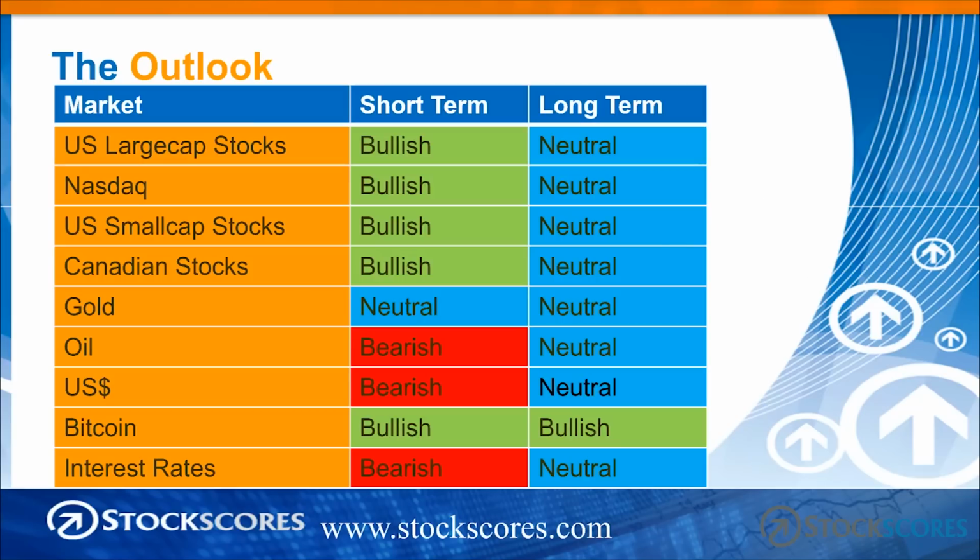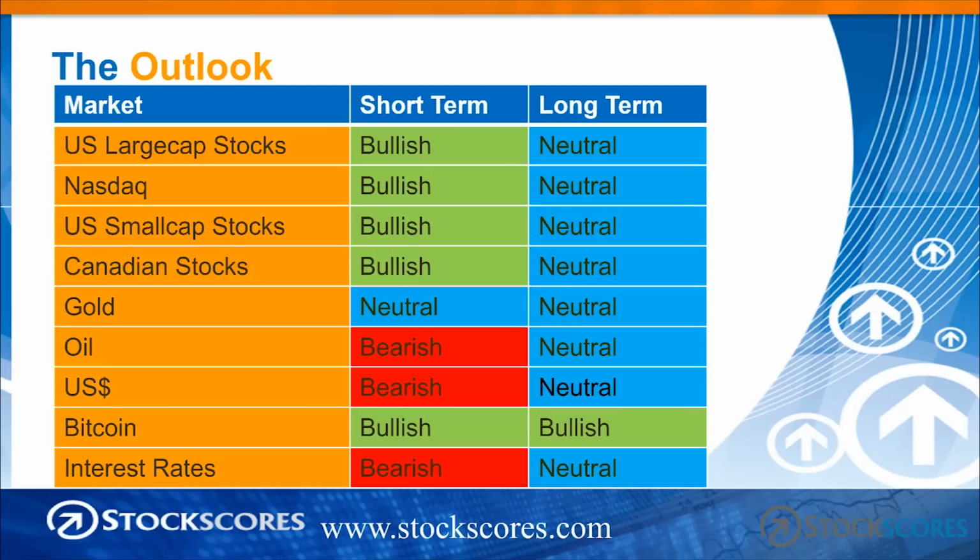All right, so what are my ratings then? Bullish and neutral for all the stock markets: short-term bullish, long-term neutral. For gold, neutral on both time frames. Oil, bearish in the short term and neutral long term. The same for the US dollar. And on Bitcoin, bullish on both time frames because we do have an upward trend there. And then interest rates bearish in the short term, which again is good for the economy, and neutral long term.